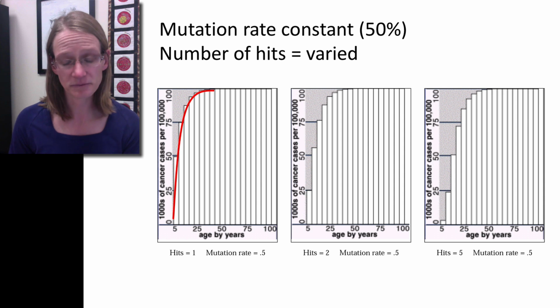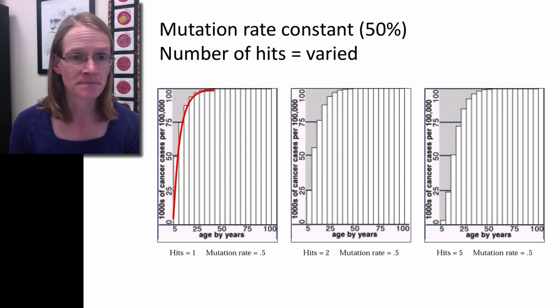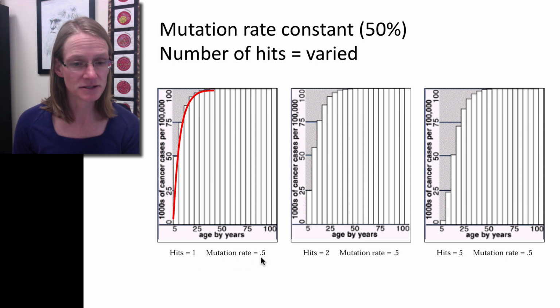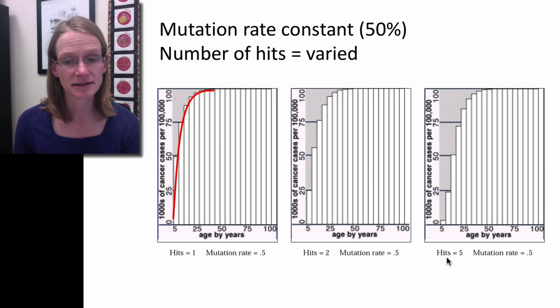In this first model, we're going to have the mutation rate be constant at 50%, meaning out of 10 individuals, 5 of them are actually going to develop it. Whereas the number of hits, we're going to vary. If you look at these 3 graphs down here, the mutation rate is 0.5, 0.5, and 0.5. Of course, we're keeping it constant, but it's the hits that vary. So we have 1 hit here, 2 hits here, and 5 hits up here, which is not really something we could actually get with the cancer cards.